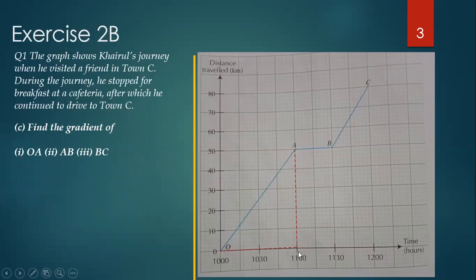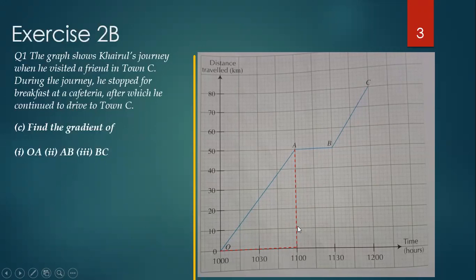And the run is on the x-axis, and on the run we have hours. So let's see what is the difference between these two. This is 1000 hours and this is 1100 hours. In the 12-hour clock, we can say this is actually 10 a.m. and 11 a.m. So the time difference between 1000 hours and 1100 hours is 1 hour.